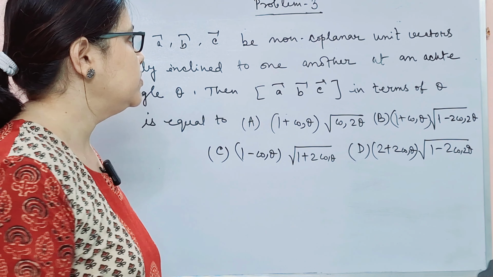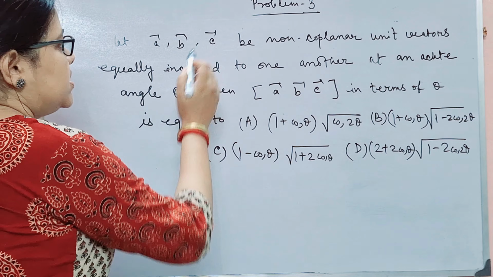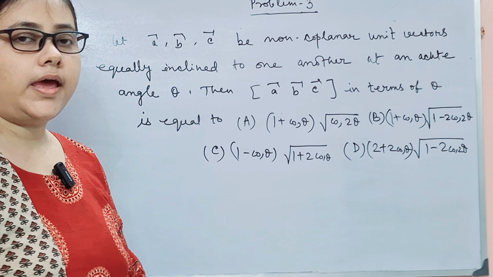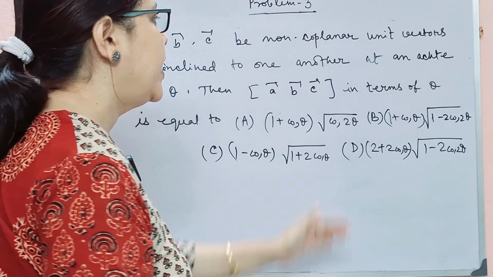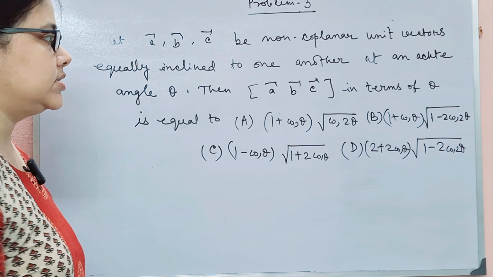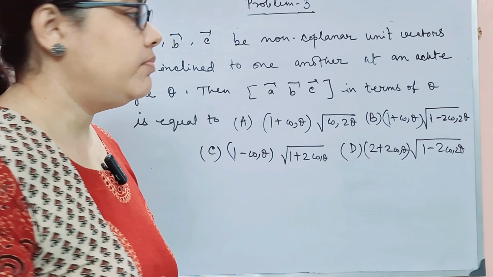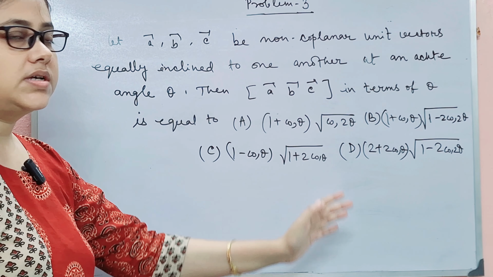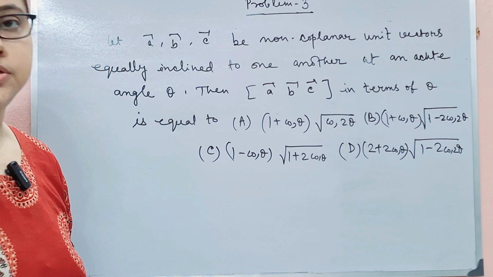So let's come to the third problem. It's like this. A, B, C are three non-coplanar unit vectors equally inclined to one another at an acute angle theta. Then the box of A, B, C, that is the scalar triple product of A, B, C in terms of theta, is equal to, these are the four options, and you will have to find out the correct option.